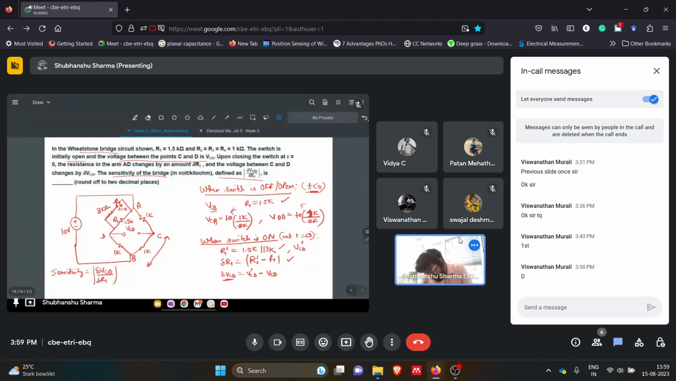Oh sorry, this was 1.5k, so the total will be 2.5k, so VDB will be 4 volts. Sorry for that. And VCB will be 5 volts. So we will have VCD as VCB minus VDB, simple. So we have 1 volt there.